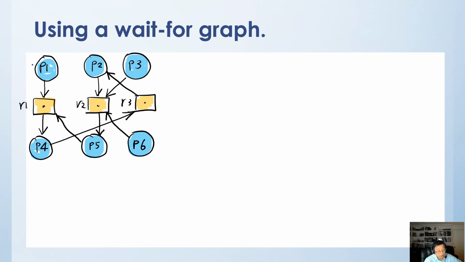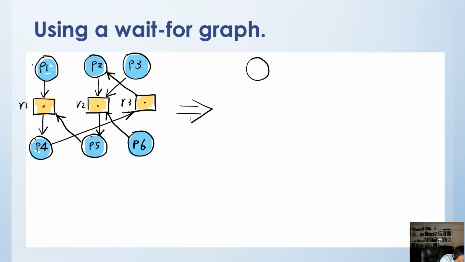Now we can, of course, use the graph reduction algorithm. That graph reduction algorithm always works. However, because all the resources have only one unit, we can use the wait-for graph. Now let's see how we can use the wait-for graph. The key part for the wait-for graph is to eliminate the resource directly.